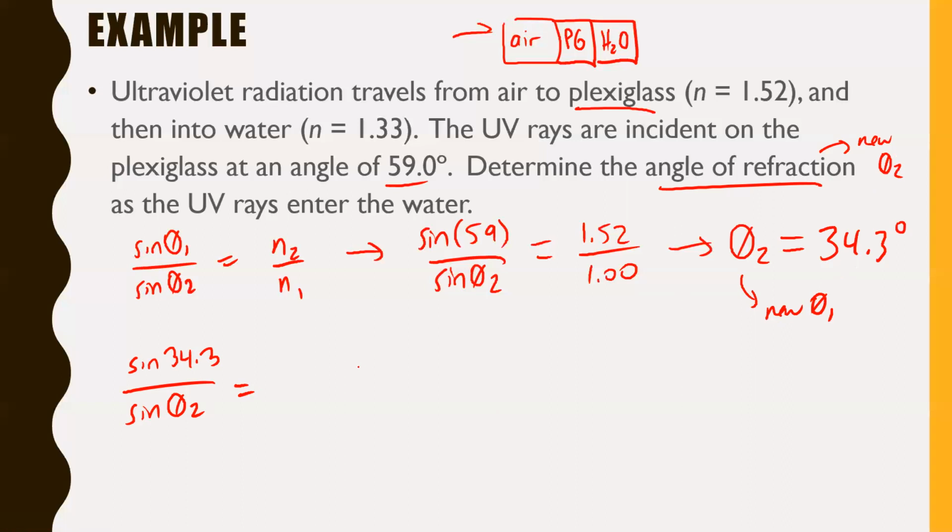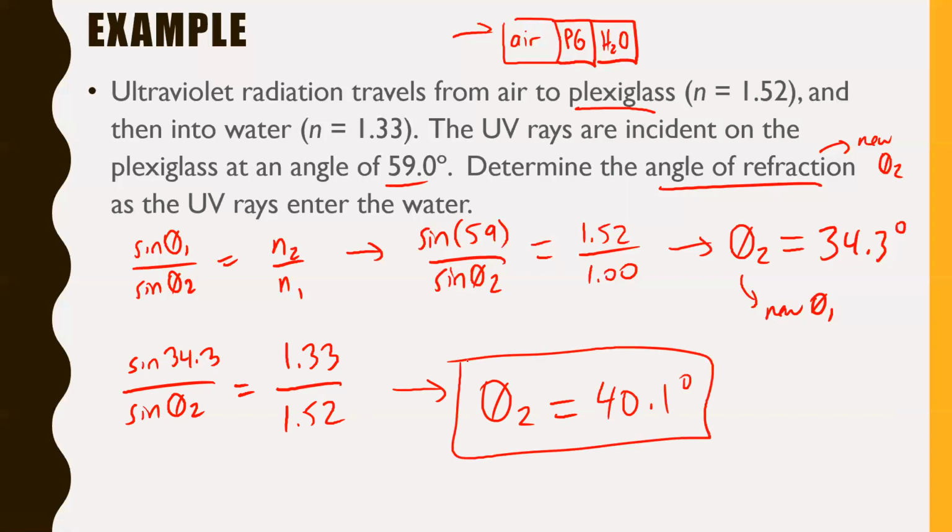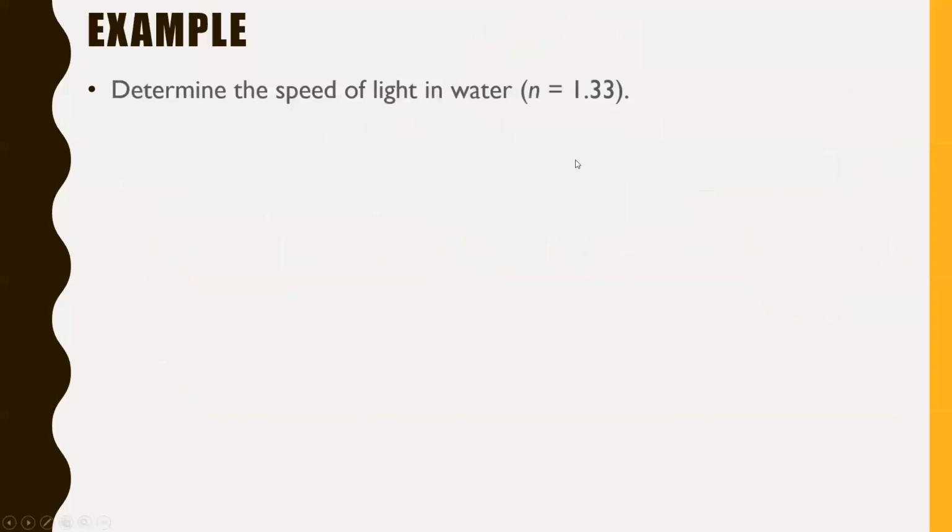Well, n1 would be your plexiglass now, and n2 would be your water. So we have to say n2 over n1, so 1.33 this time, over our n1. And remember, since we're going now from plexiglass to water, our n1 is 1.52. Again, divide these, multiply this over, divide that over, and then take the inverse sine of it. Again, assuming you know how to do that. If you don't, please send me an email. That's going to be equal to 40.1 degrees, and that would be your answer on that one. That's the angle of refraction as the UV rays enter the water.